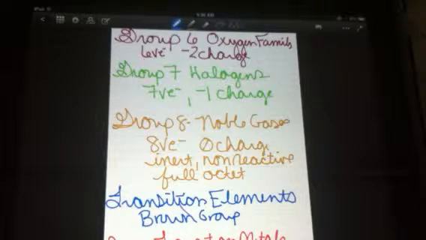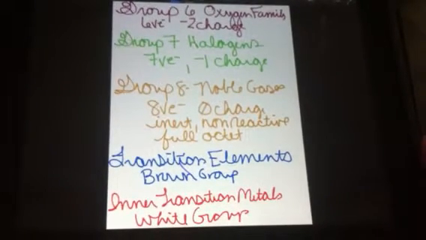Transition elements are our brown group. We don't talk much about them yet. And our inner transition metals are our white group.